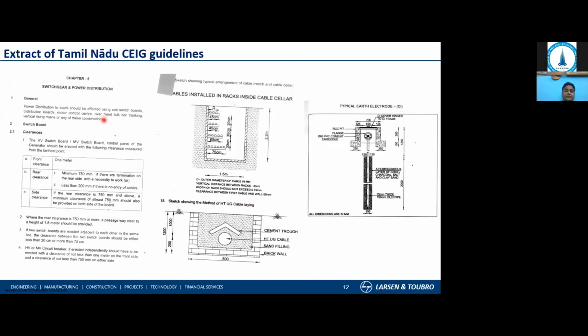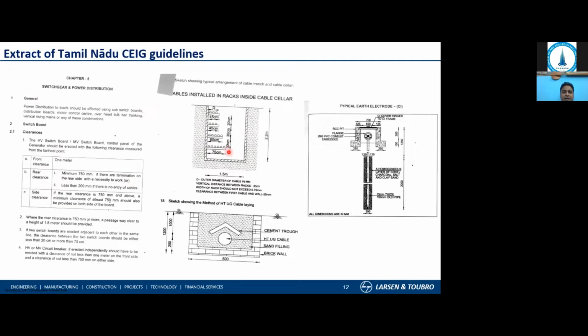And then the moment he brings it in, this is another extract of Tamil Nadu's CEIG regulation guidelines. I just want to flash it here to help you understand. It clearly says what clearances I need to make when I plan an electrical room or substation: the rear clearance, the side clearance, and what clearances and depth I need when I plan a cable cellar or cable trench.